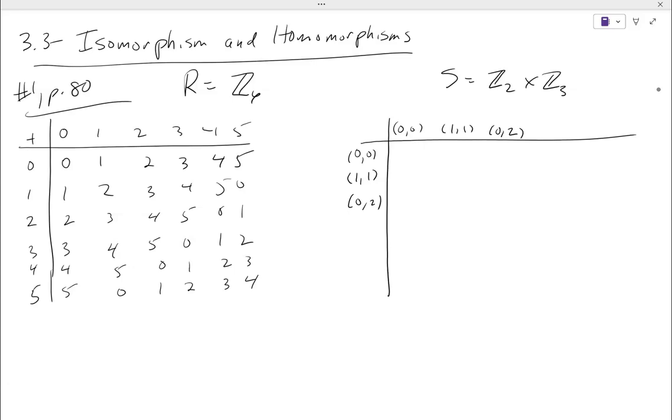If I add (1,1) to that, what do we get? (1,0), good. If we add (1,1) to that, we get (0,1). And then again, we'll get (1,2). And if we add (1,1) to that, we'll get back to (0,0). Right?